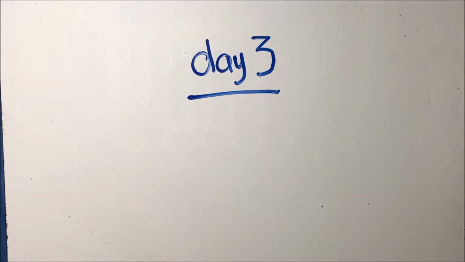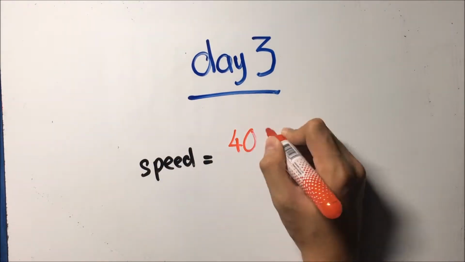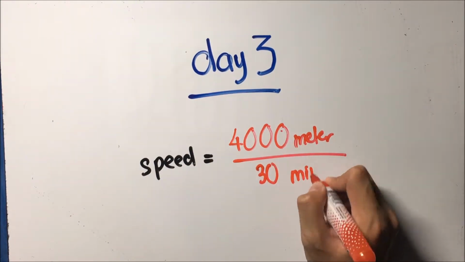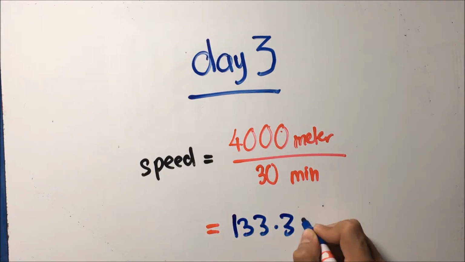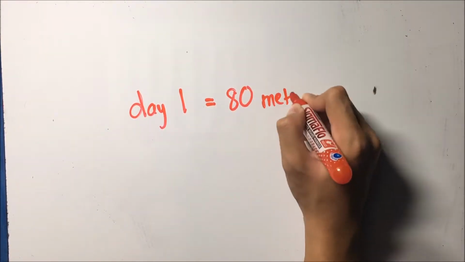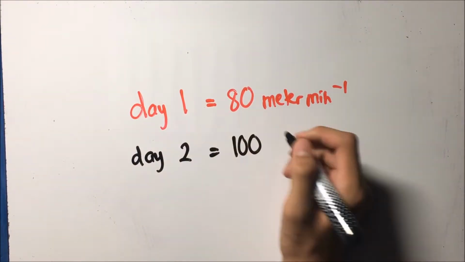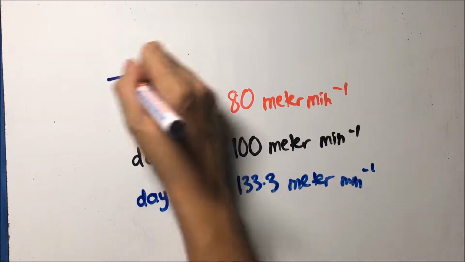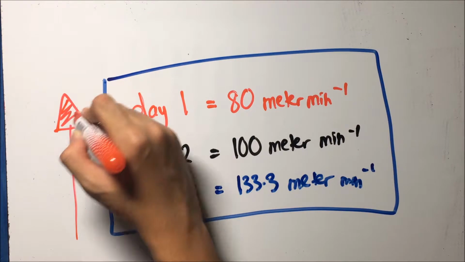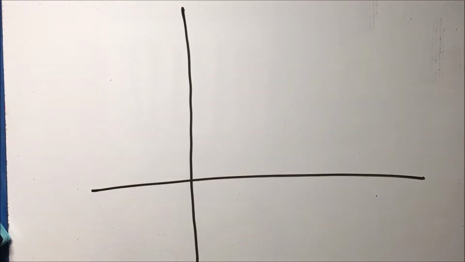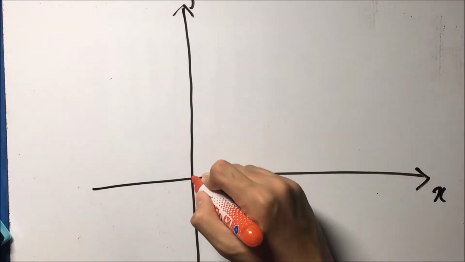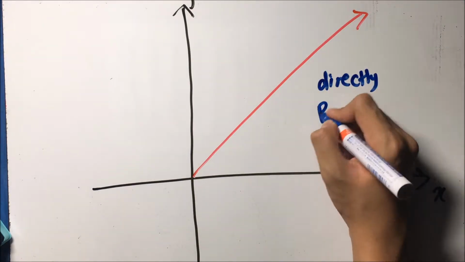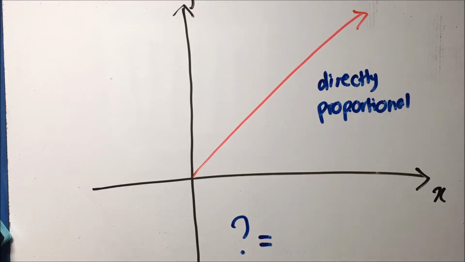For day 3, we still ran the same distance, which is 4,000 meters, but this time in 30 minutes. So we're able to get the speed for day 3. So what are we going to do with all the data about your speed? Well, consider there's an increase in your speed as this goes on. If we plot a graph of speed against day, you can see that it's directly proportional. So what does this mean? You're getting more fit.